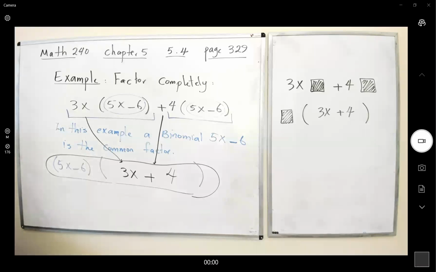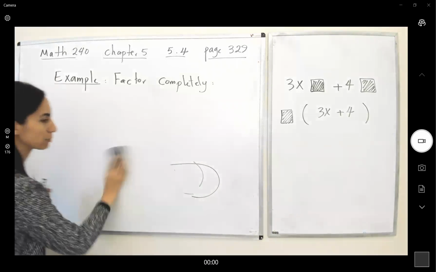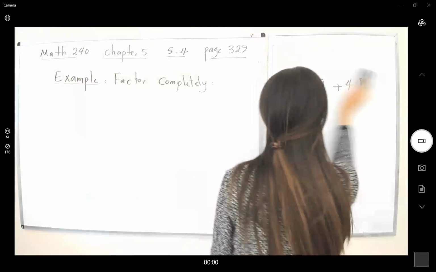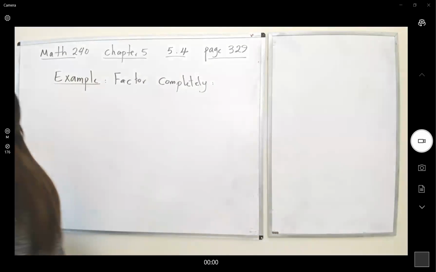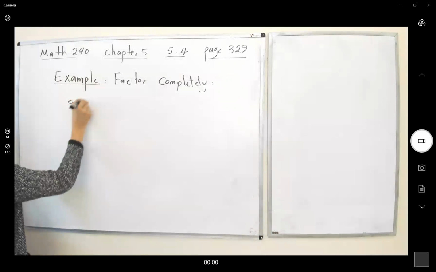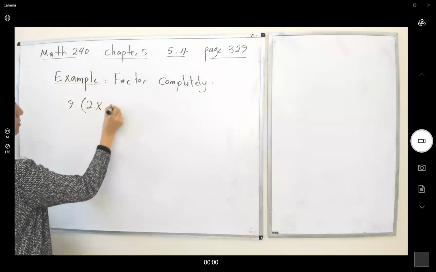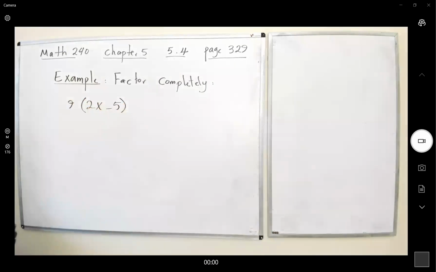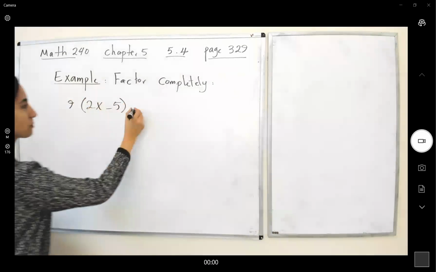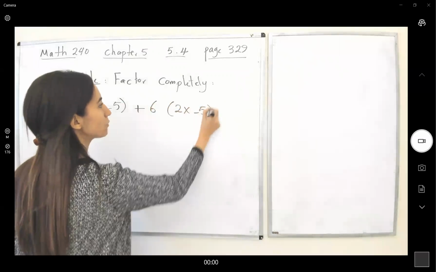Let us make it more interesting. Question says, factor completely. Here you have the expression, I'm sorry, this is 9. Okay. This is 9, parentheses, 2x minus 5, and you have plus 6, and you have 2x minus 5 squared.